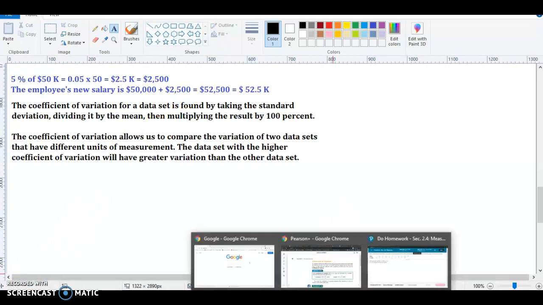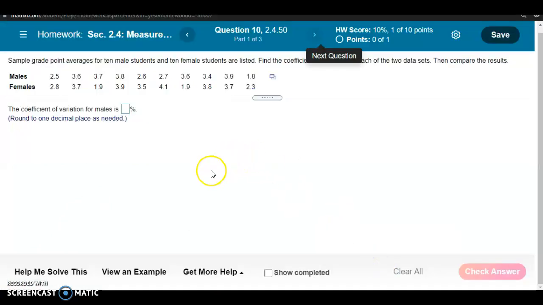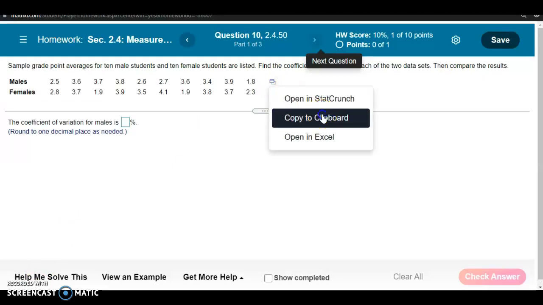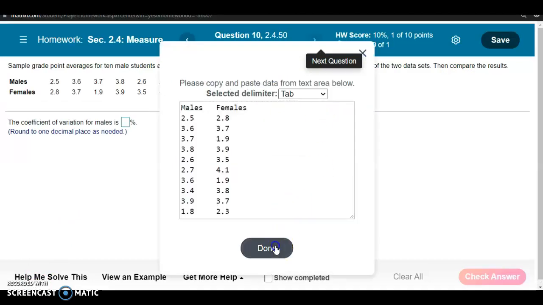Okay, let's go ahead and take a look at the problem. We have sample grade point averages for 10 male students and 10 female students. We're going to find the coefficient of variation for each data set, and then compare the results. All right, so we're going to copy over this data into StatCrunch.